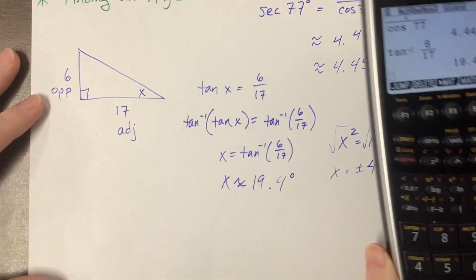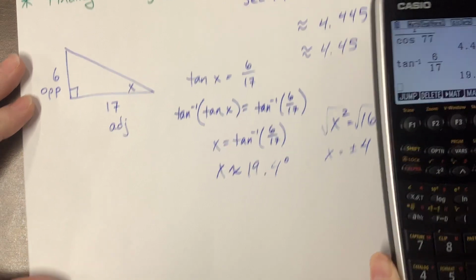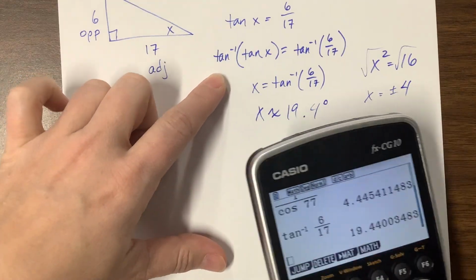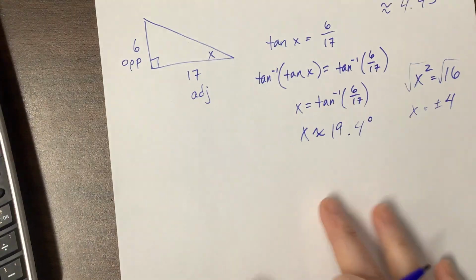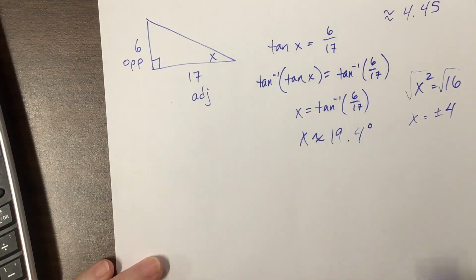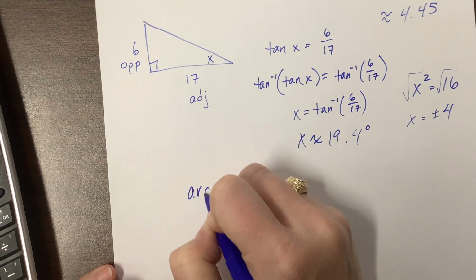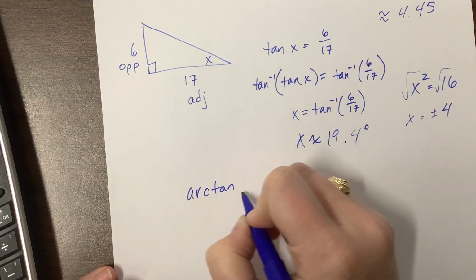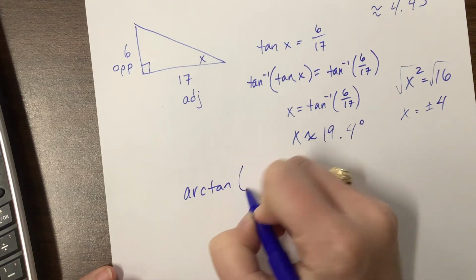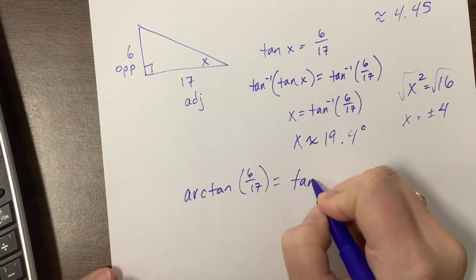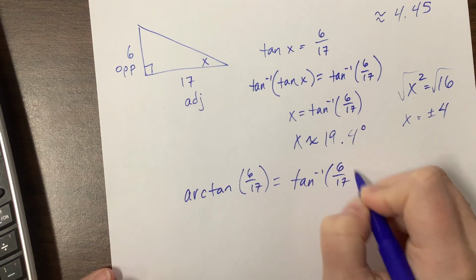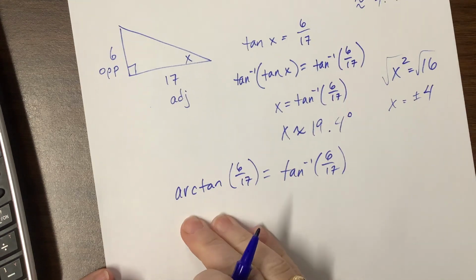Okay, was there anything else I need to tell you? Oh, one other thing, that we can use this notation, and that's the notation that the calculator uses. We will discuss later this year, or after Christmas, that we can also say arctangent. So arctangent of 6/17 is the same thing as saying inverse tangent of 6/17. So you won't see that yet. We will see that later.